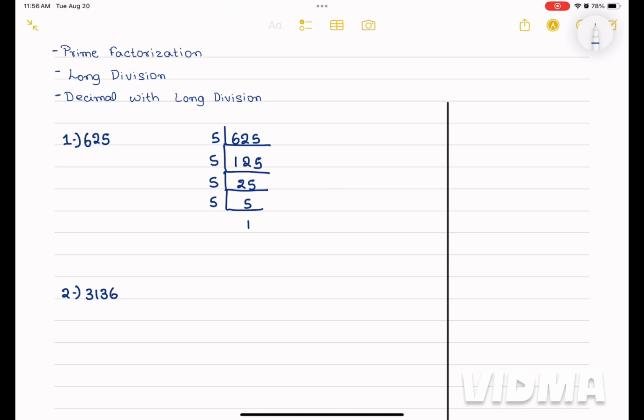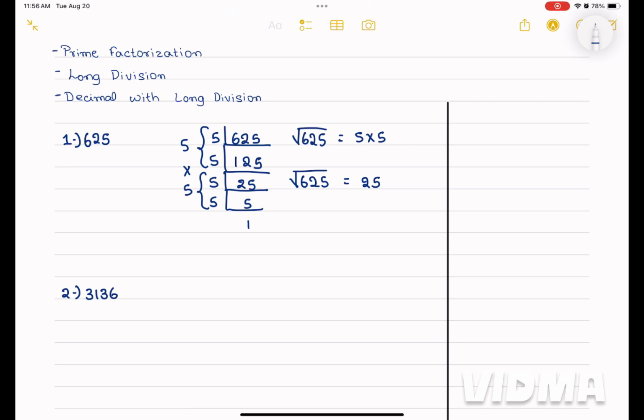Since this is square roots, we're going to take pairs. We have two pairs of 5 over here, 4 5s. So 5 into 5, one pair each. 5 into 5 is 25, which means square root of 625 equals 5 into 5. Square root of 625 equals 25. There you go, our answer.